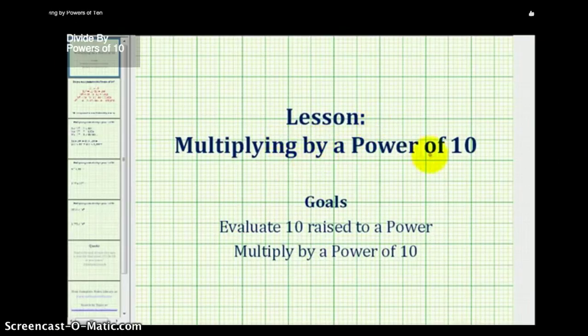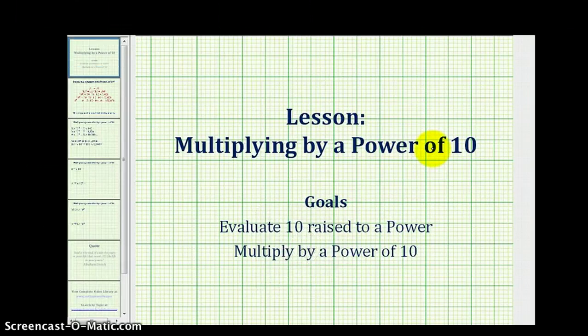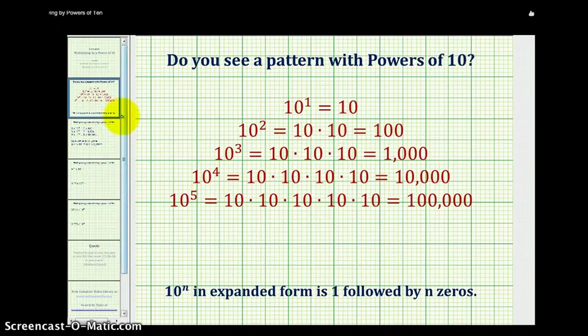Investigate multiplying by a power of 10. The goals are to evaluate 10 raised to a power, and then also to multiply by a power of 10. Let's first see if we can identify a pattern for powers of 10. Well, 10 to the first would be equal to 10. 10 to the second would be 10 times 10, which equals 100. 10 to the third, we'd multiply 3 factors of 10, which is equal to 1,000. 10 to the fourth would be 4 factors of 10, which is equal to 10,000. And 10 to the fifth would be 5 factors of 10, which is equal to 100,000.